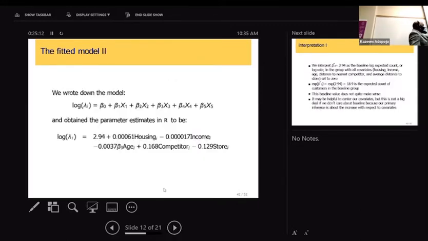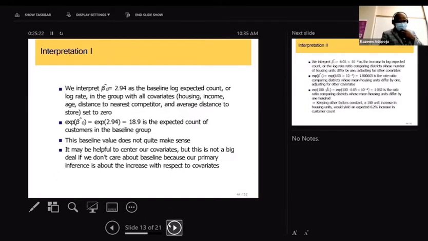How do I write the model? Look at the way to write the fitted model. You're basically going to write log lambda hat equal to that. So take a look at that. Log lambda hat equal to that. Now, what is the next thing we want to do? How do we now interpret?